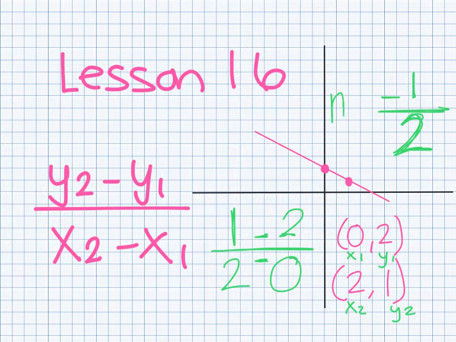This has a slope of negative 1/2. And I can see that. I can count down 1, forward 2. But on your test, you are required to use the formula, and this is how you would do so.